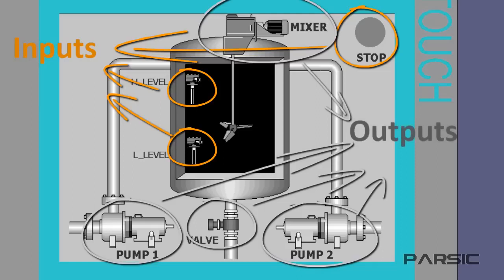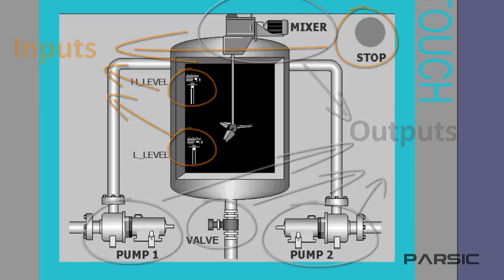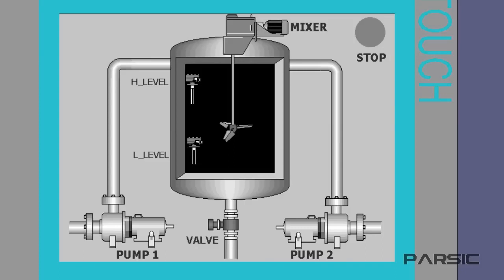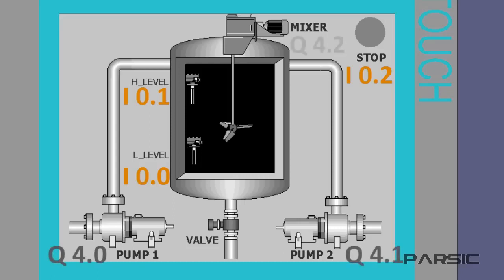If the low level, high level, and stop switches are connected respectively to the first, second, and third inputs of the PLC input module, their addresses in sequence will be I00, I01, and I02. Similarly, if pumps 1 and 2, the mixer, and the valve are connected respectively to outputs 1 to 4 of the PLC's output module, their addresses will be Q40, Q41, Q42, and Q43 sequentially.